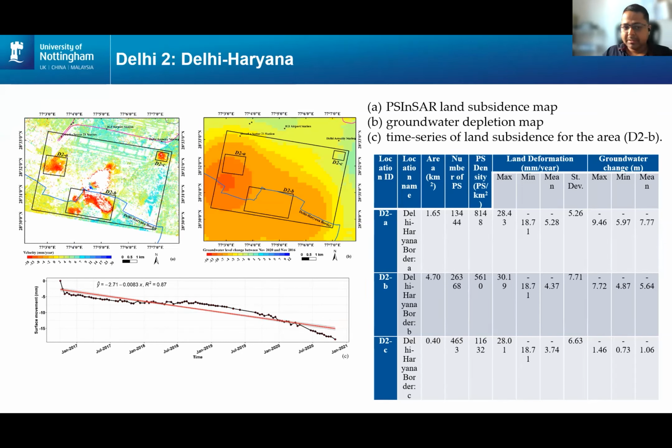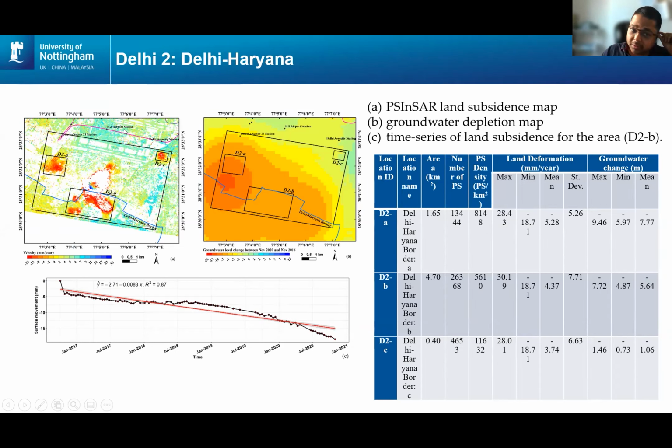This population is creating a lot of pressure on groundwater, and this groundwater extraction is causing our subsidence pattern here, which can be clearly seen in our time series as well. Similarly for D2A and D2C, if you see D2C, there is more subsidence, but groundwater extraction is not so high here. So this could be another reason, maybe less recharge due to rainfall, or some fault nearby.